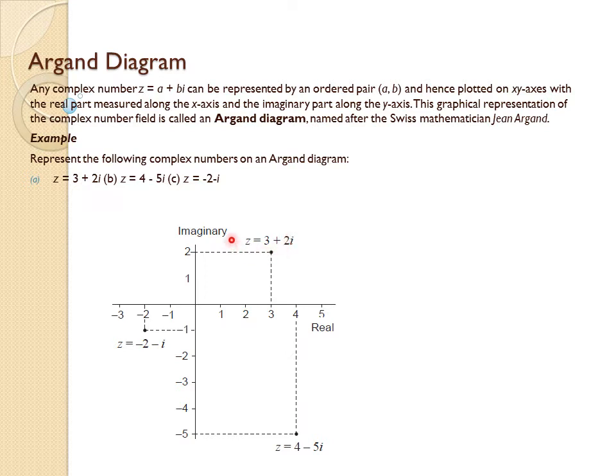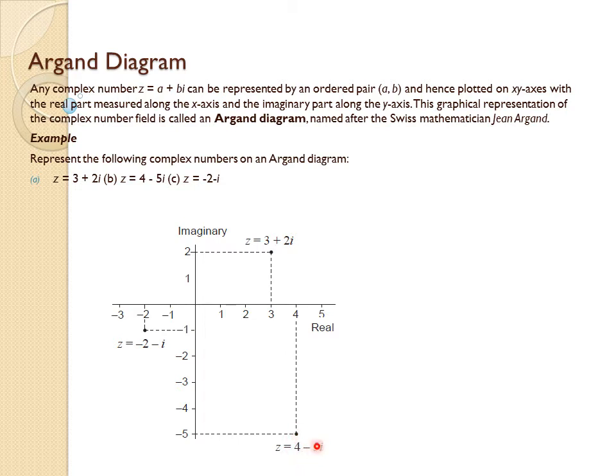And it is becoming z equal to 3 plus 2i. If I take the second example, z equal to 4 minus 5i, you just tell me where I will put 4. 4 means it is real, so 4 is over here on the x-axis, and minus 5 means minus on the imaginary axis. The imaginary axis is y, so minus 5 means minus 1, minus 2, minus 3, minus 4 and minus 5. So it is over here. So this is z equal to 4 minus 5i.